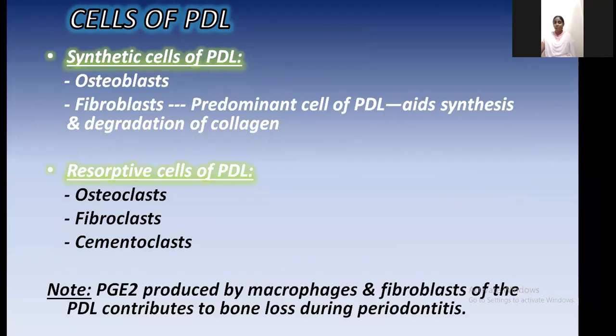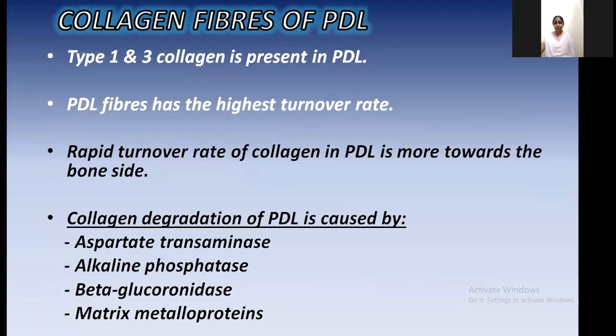An important point to note is that PGE2, prostaglandin E2, produced by macrophages and fibroblasts of the PDL, contributes to bone loss during periodontitis. Important one word to note. Bone loss during periodontitis is contributed by PGE2, which is produced by macrophages and fibroblasts within the PDL itself.